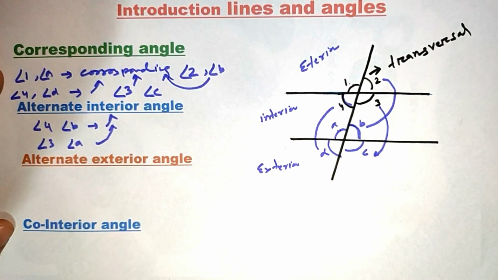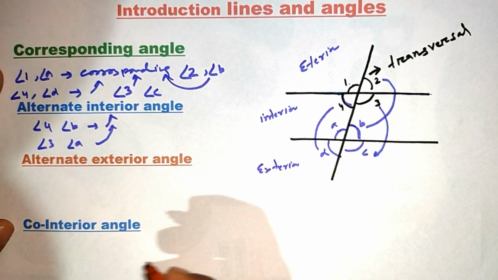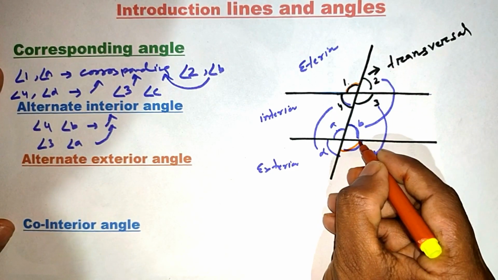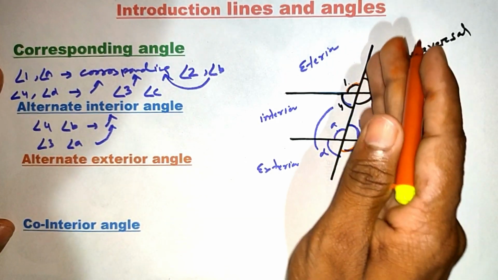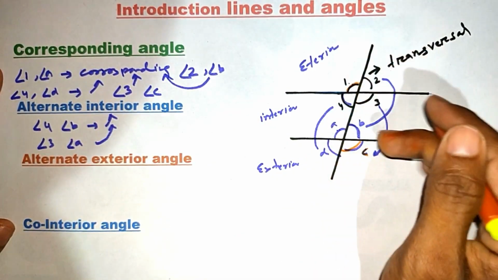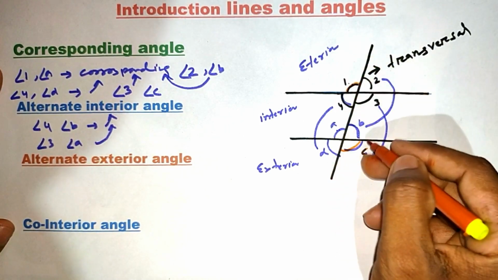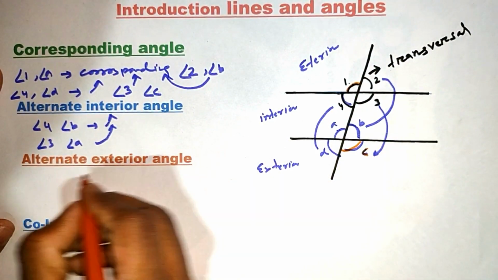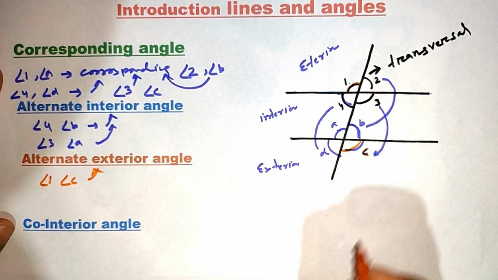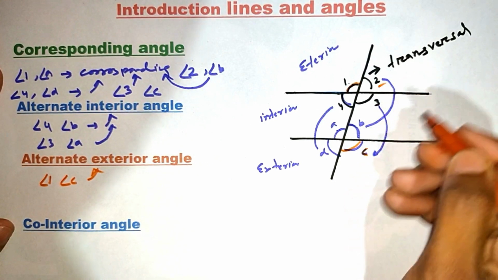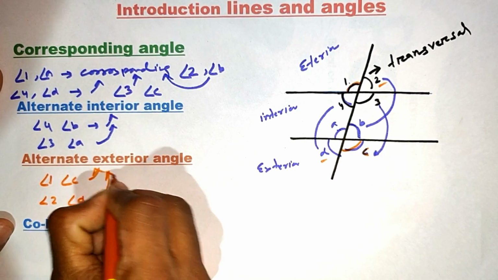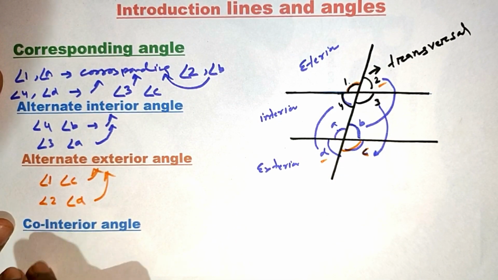Now alternate exterior angle. What are the alternate exterior angles? Exterior means this part and this part. So 1 and C are in different directions and on different sides. This is on the top, this is on the bottom. So these angles are called alternate exterior angles. So angle 1 and angle C are alternate exterior angles, as well as angle 2 and angle D.